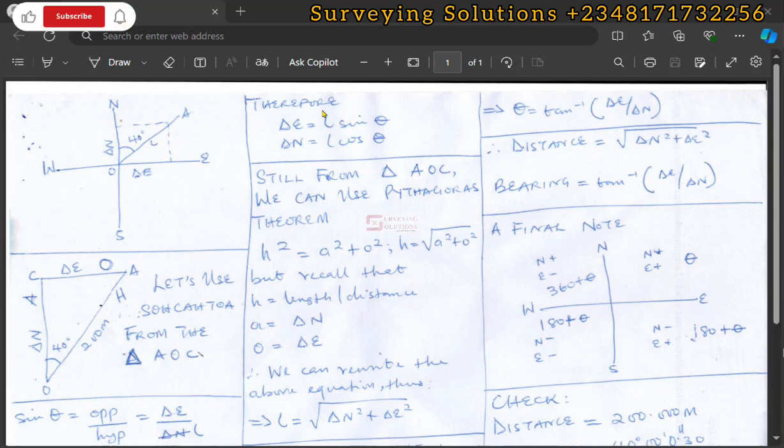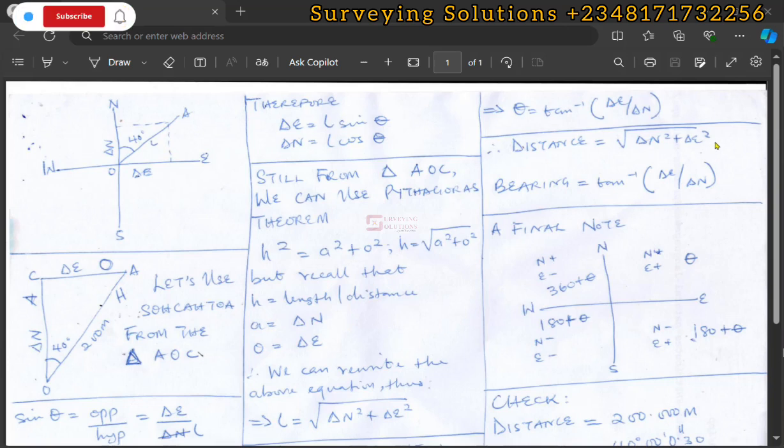On today's tutorial, we are going to look at some fundamental concepts in surveying. Now, we have been able to establish over time that our delta eastings and our delta northings are L sine theta and L cos theta, right? Good. And we have also known that the distance is equal to the square root of your delta northing squared plus your delta easting squared.